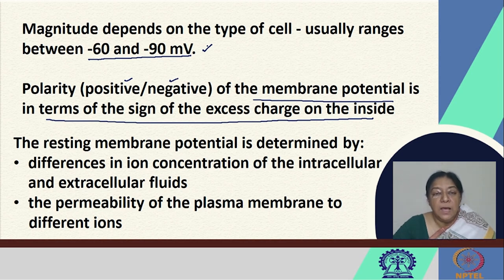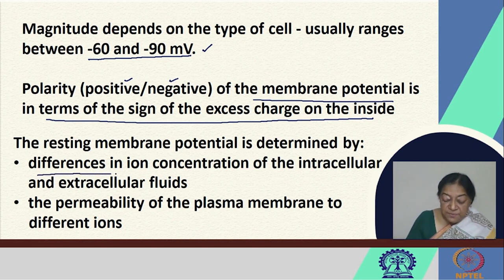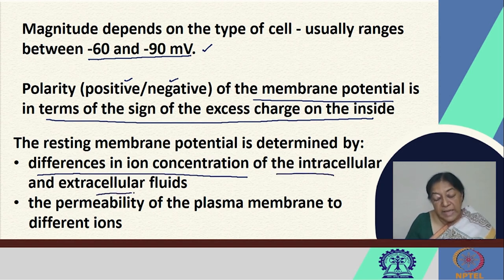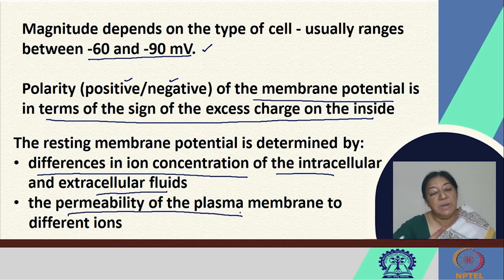Now, the resting membrane potential is determined by the differences in ion concentrations of the intracellular and extracellular fluids, and also by the permeability of the plasma membrane to the different ions, which is important in bringing about this potential across the membranes.